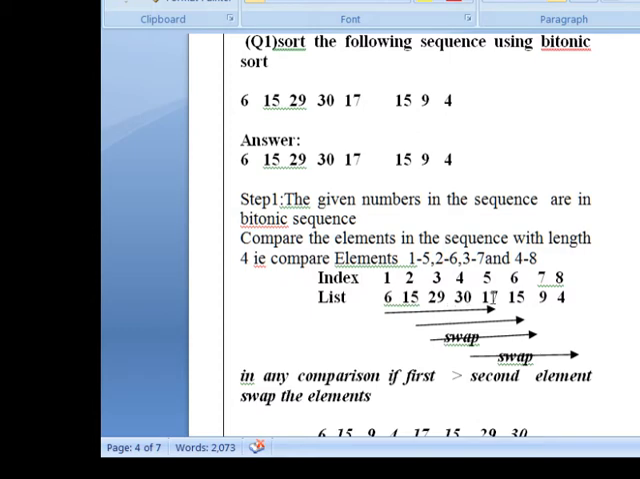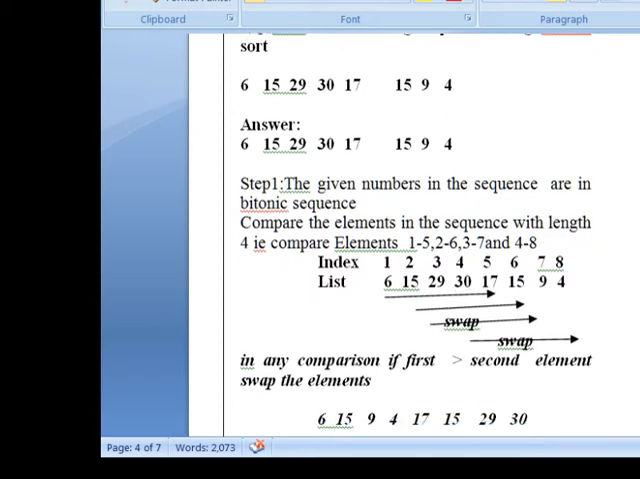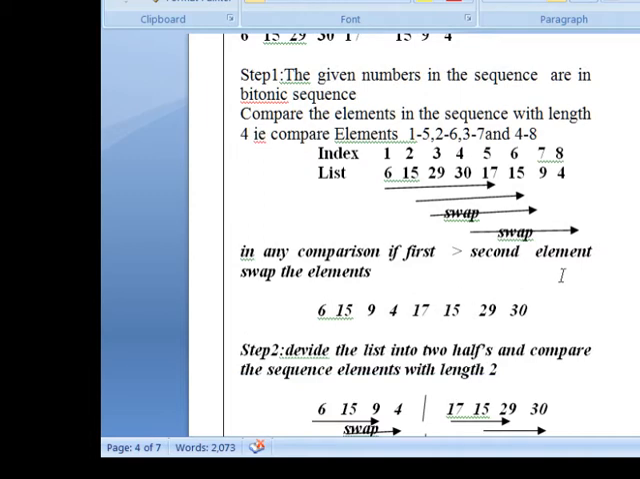Now once you give these to the comparators, what is the output? For the first, input is 6, 17. What is the output we are getting? 6, 17 only, the same. Next 15, 15. Once you compare 15, 15, the output from this comparator is 15, 15 only. Next 29 and 9: what is the output? 9, 29.